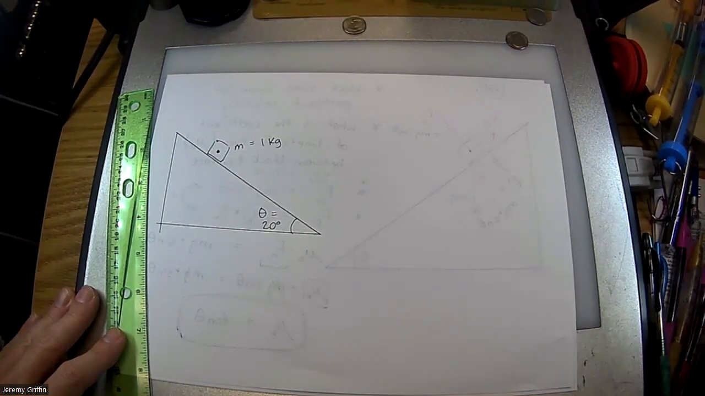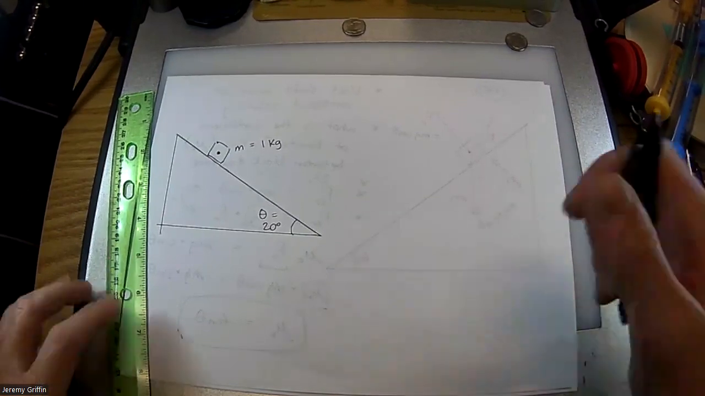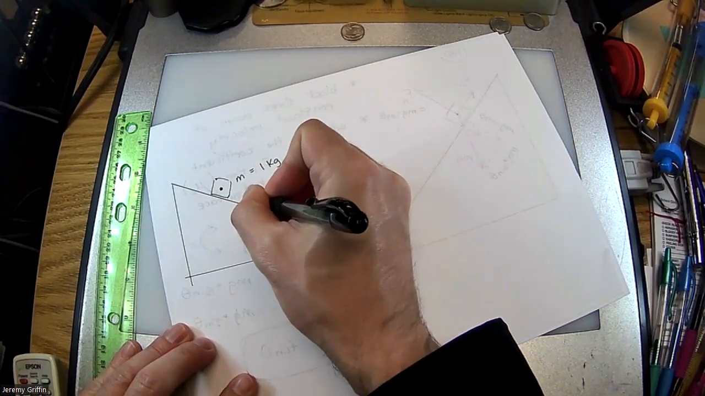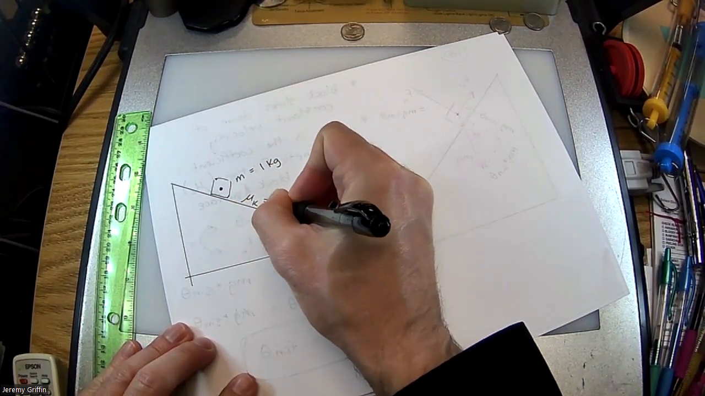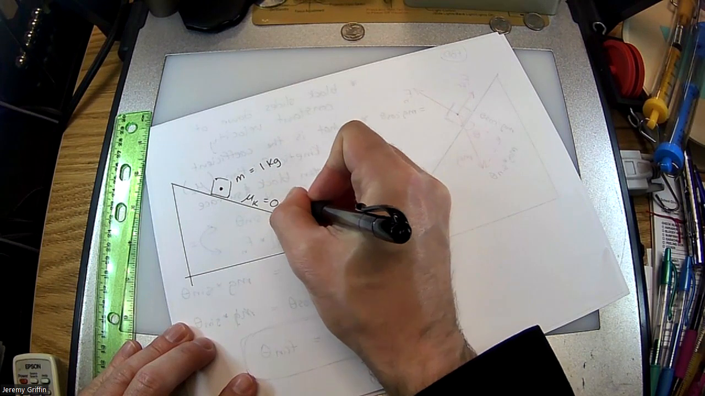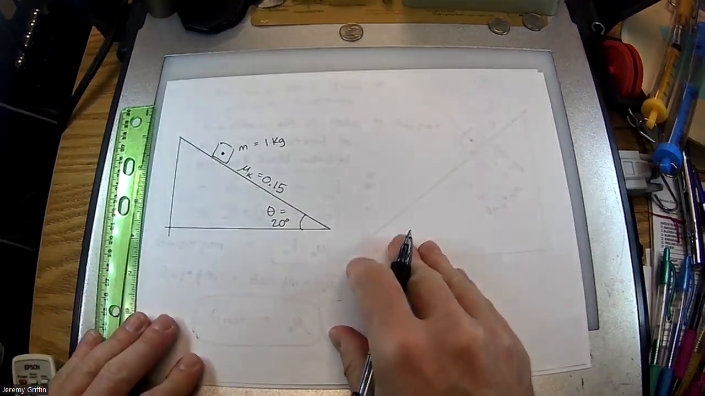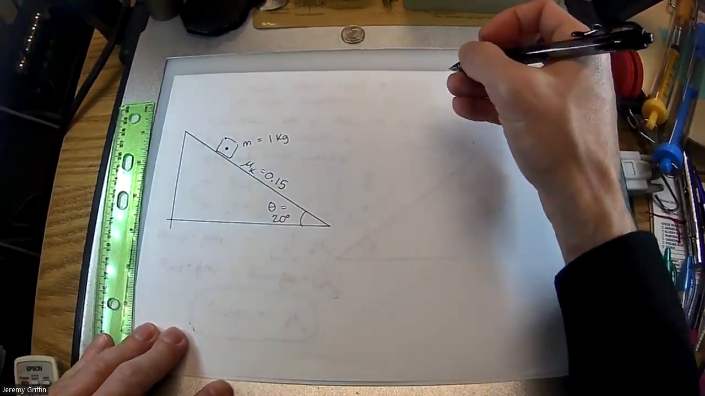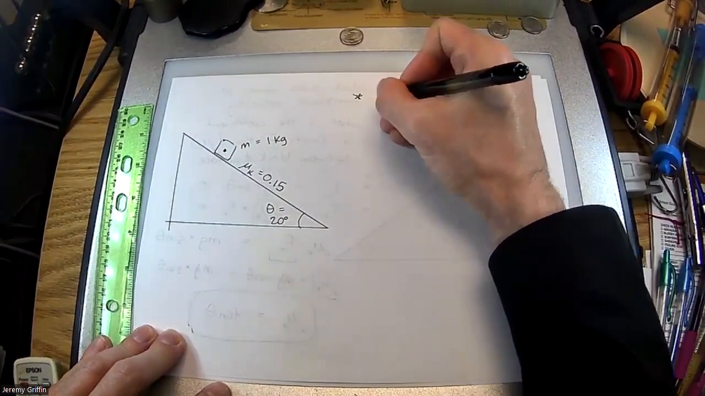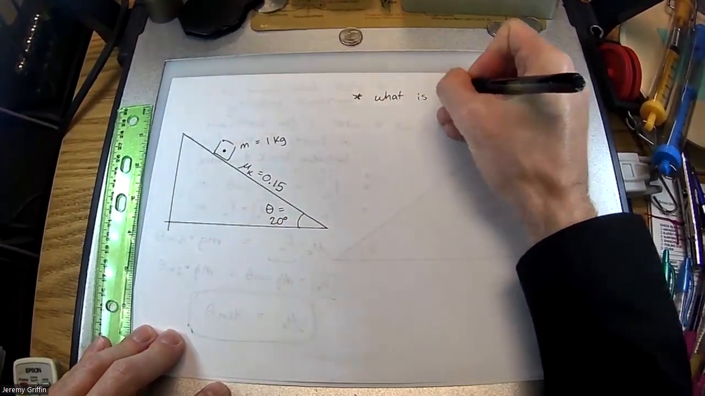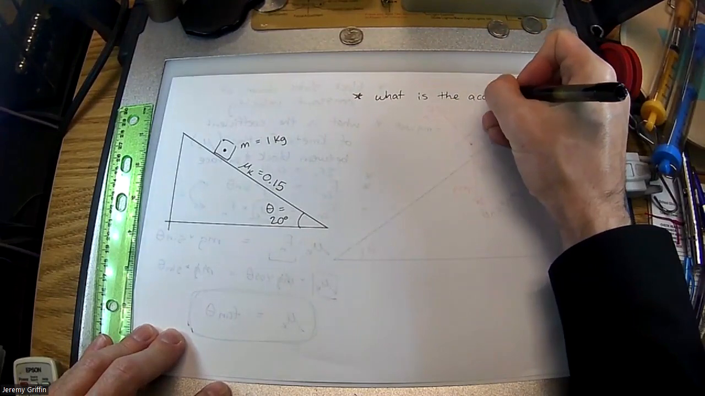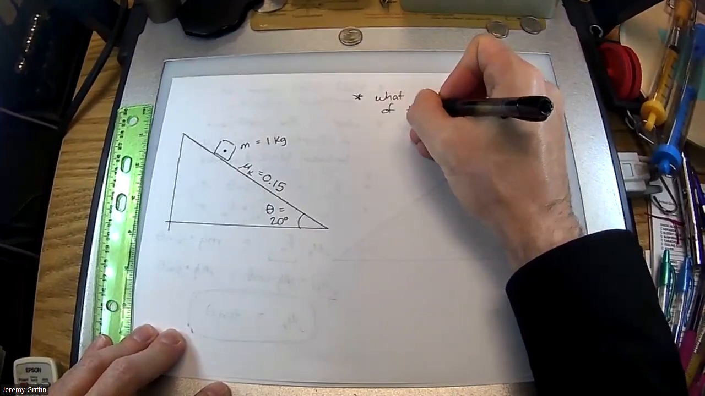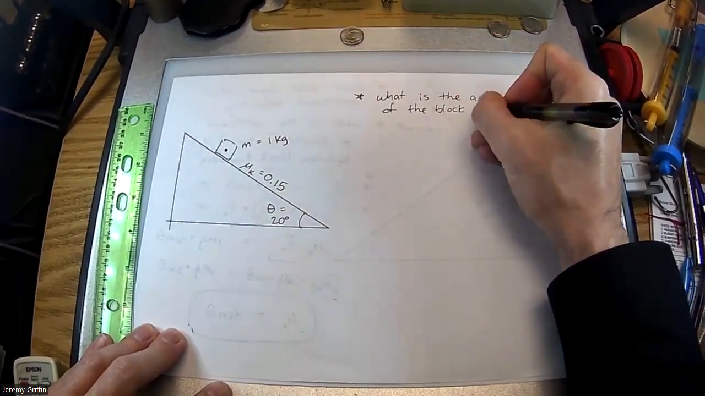And I want to give you one more number that will be important. Let's say that the coefficient of kinetic friction is 0.15. So the friction force is 15% of the normal force. Think of it that way. I want to know, what is the acceleration of the block down the incline?